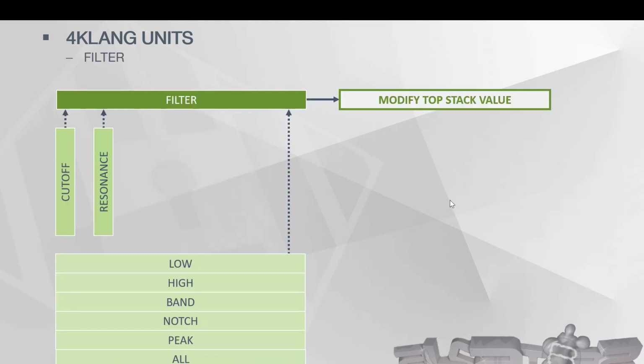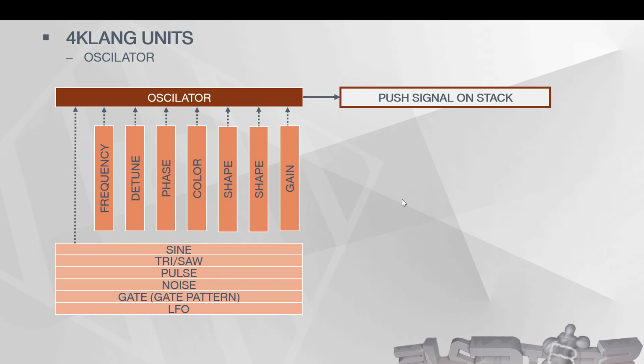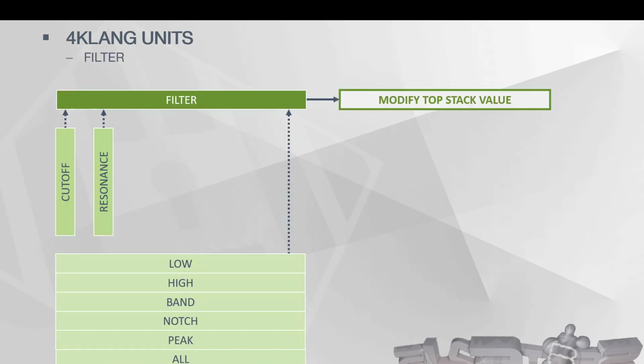On the filter, we have the cutoff and the resonance sliders, and the buttons for the low pass, high pass, band pass, notch, peak, and the all filter. And this, of course, modifies the top stack value. The oscillator pushes a signal on the stack, and this modifies whatever is on the stack, the topmost signal.